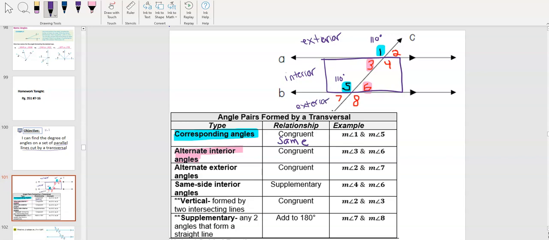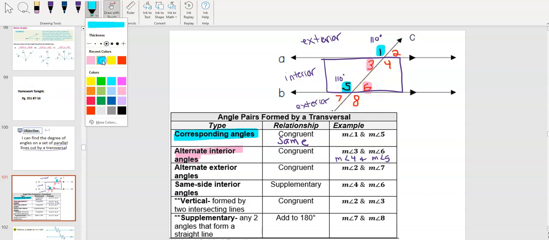Okay, so alternate interior angles are on opposite sides on the inside of my parallel lines. Another set of alternate interior angles would be angle 4 and angle 5. They are also alternate interior angles. Grab another color.